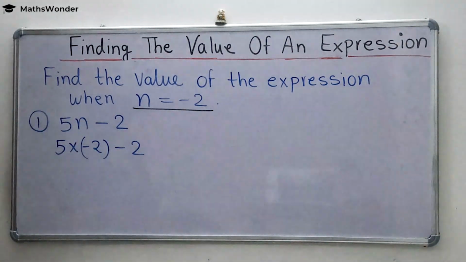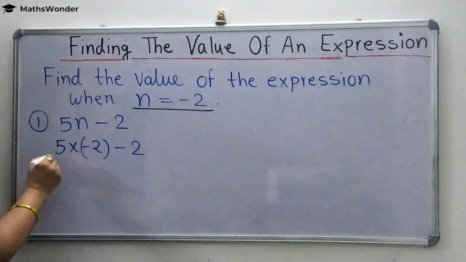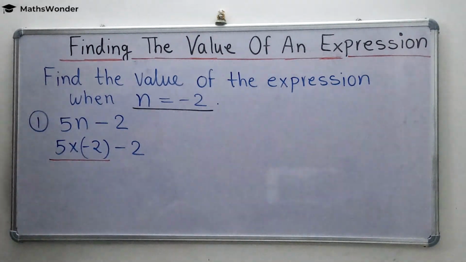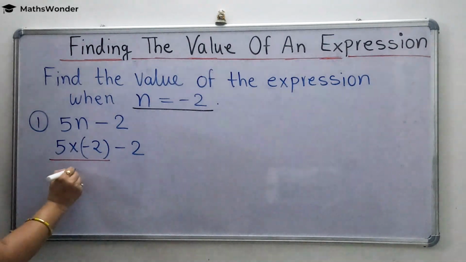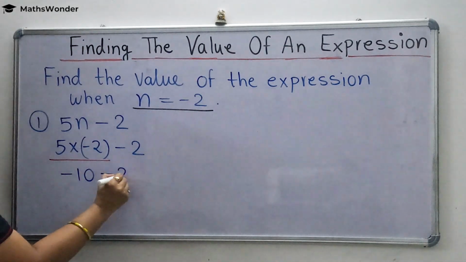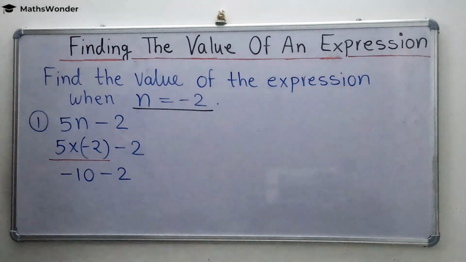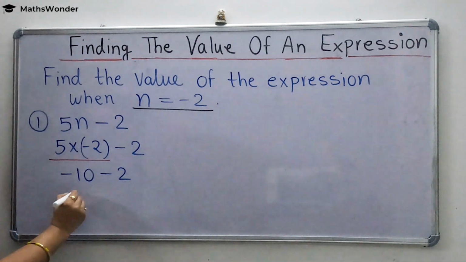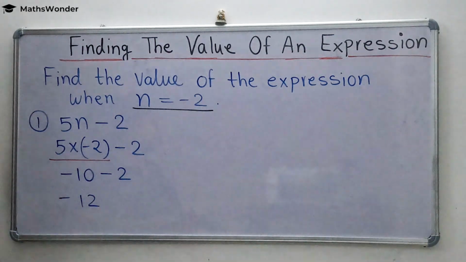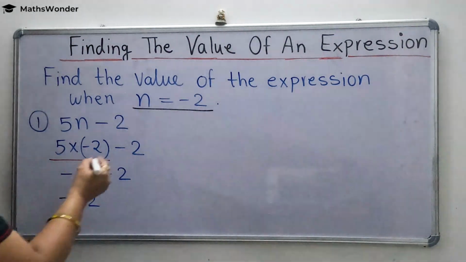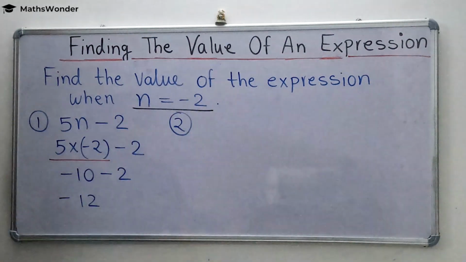Now we will apply the BODMAS rule and the integers rule. First we will solve this part. Negative integer rule: 5 times 2 will be 10, and negative 10. Now again apply the integers rule. Negative 10 and negative 2 will be negative 12, because both the numbers are negative. So the final answer is negative 12.